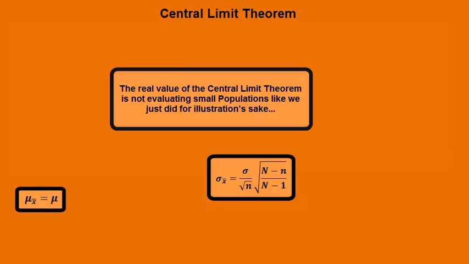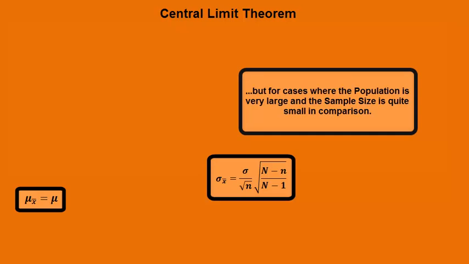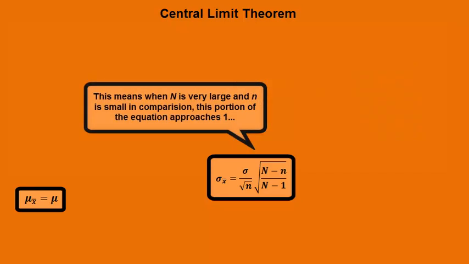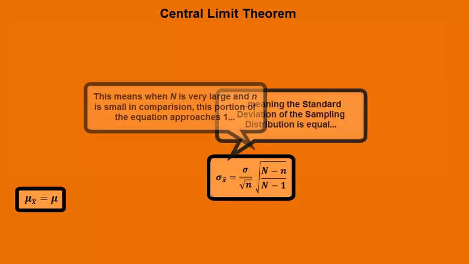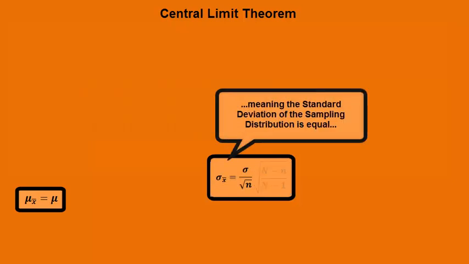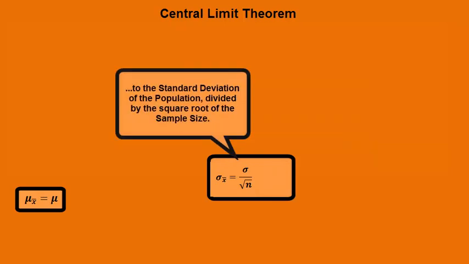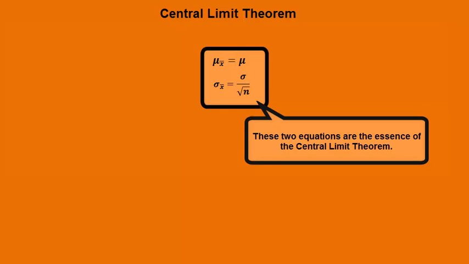The real value of the central limit theorem is not evaluating small populations like we just did for illustration's sake, but for cases where the population is very large and the sample size is quite small in comparison. This means when N is very large and n is small in comparison, this portion of the equation approaches 1, meaning the standard deviation of the sampling distribution is equal to the standard deviation of the population divided by the square root of the sample size. These two equations are the essence of the central limit theorem.